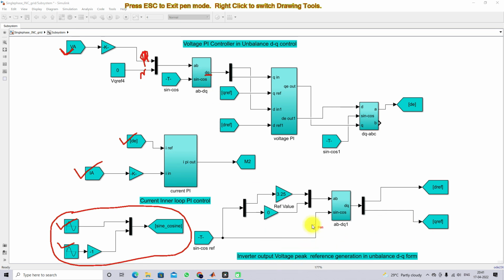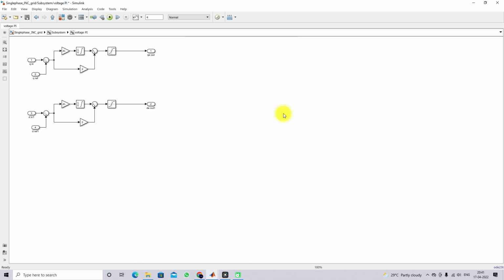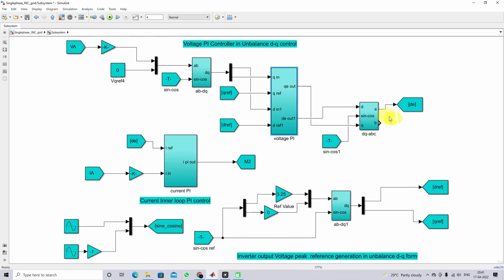So for that we are going to generate the reference voltage by means of this sine cosine waveform. By using the sine cosine waveform we generate the d reference and q reference for the voltage controller. The d reference and q reference are compared with the actual d and q of the load voltage, and processed via the voltage PI controller. It generates two control outputs, one in the form of d axis, another in the form of q axis. That should be converted into AB form, that means phase and neutral concept, by using the dq to ABC conversion formula, and then you have to take only the phase component.